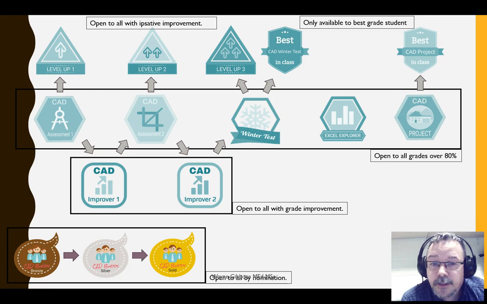We then have the buddy badges. These were available to all students by nomination. The way these worked was that if a student was helpful to their classmate, the classmate who got helped was entitled to make a nomination to say, look, this person helped me, here's what they did, here's when they did it, and I'd like to nominate them for a badge. When the students got a certain number of nominations, they were eligible to obtain the bronze level badge, and it worked up into silver and gold level depending on the number of nominations.